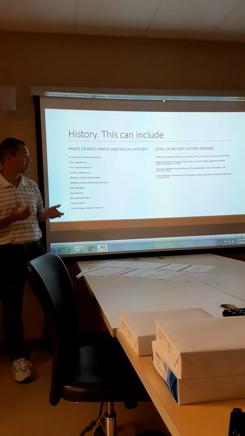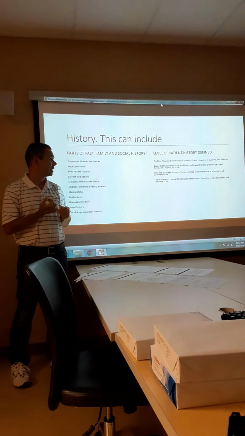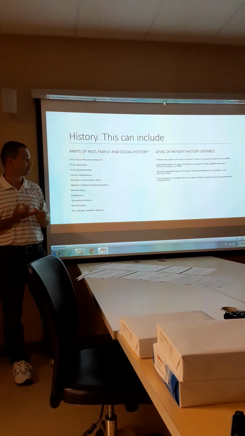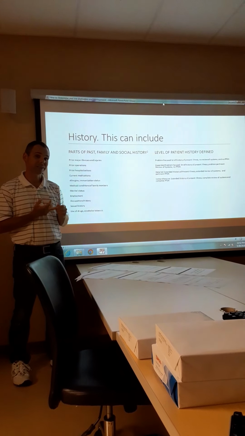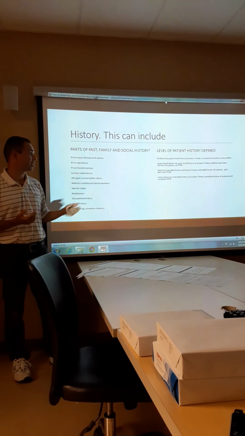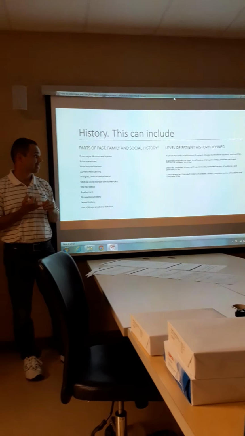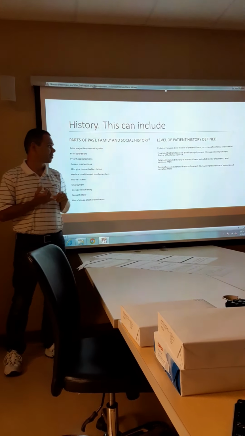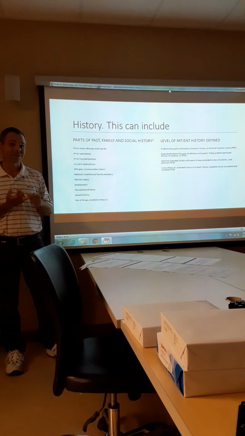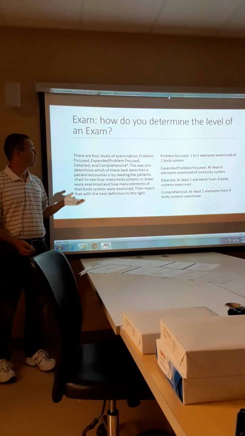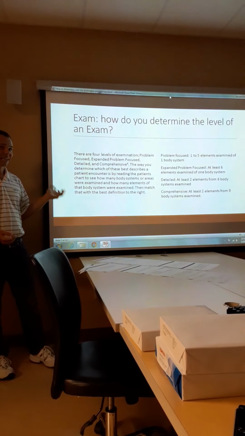Detailed history will involve extended history of the present illness, extended review of systems, and pertinent past family and social history. And the last is comprehensive. That will involve an extended history of the present illness, complete review of systems, and complete past family and social history. So the next component is going to be the exam.